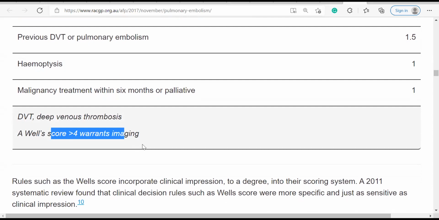And what imaging would we do? We don't go for D-dimer in this case. We go immediately for a CTPA, or if needed, then a VQ scan.